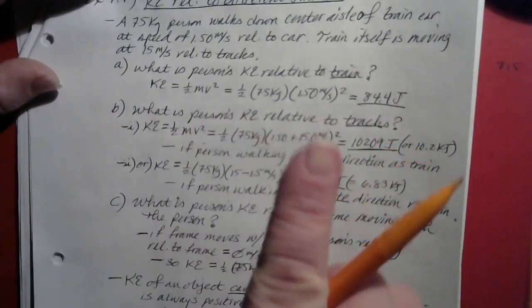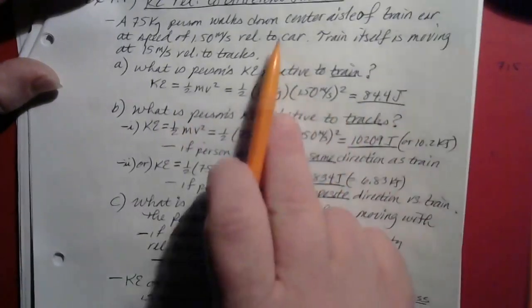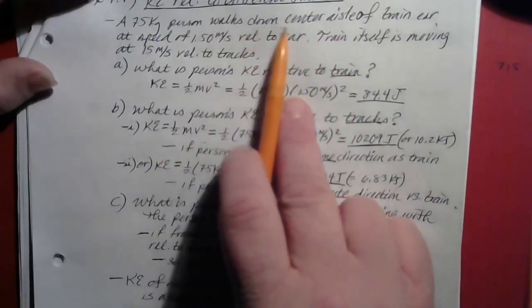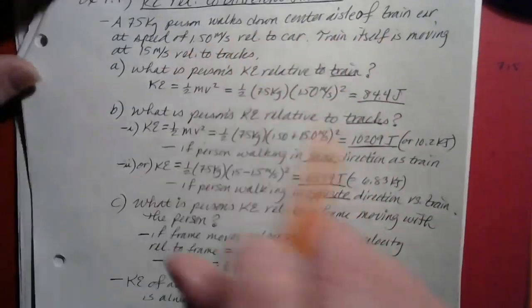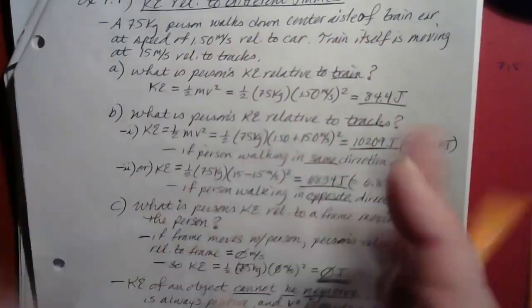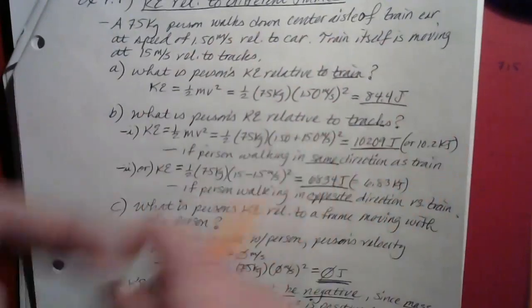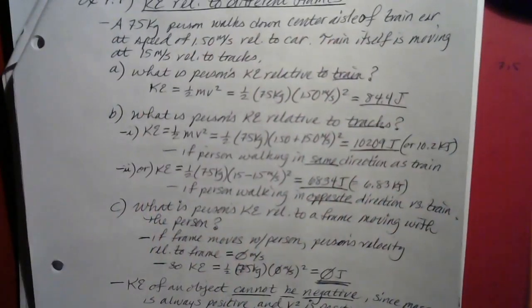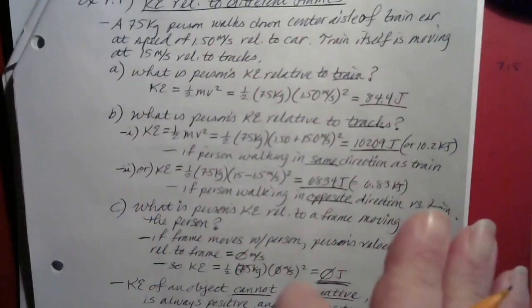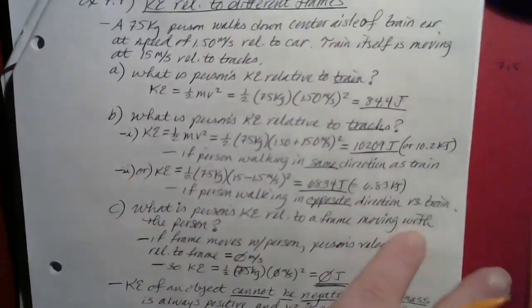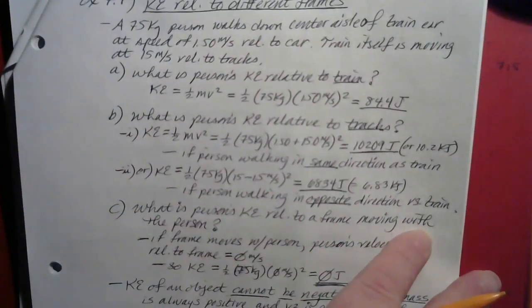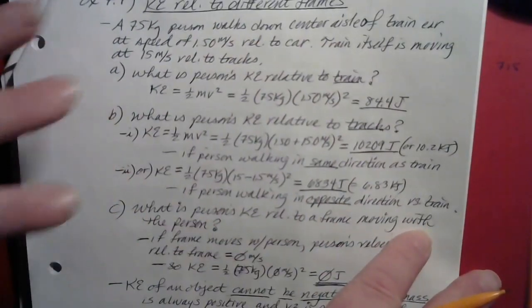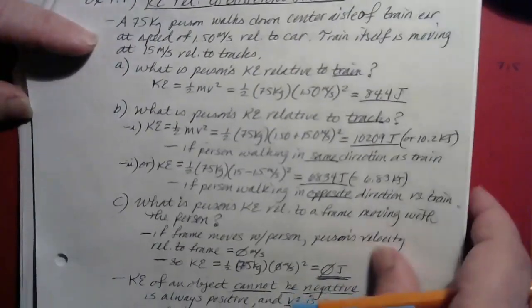Now, relative to the tracks, there are actually two possibilities here, because it says the person's walking down the center aisle of the train car, and there might be certain connotations to that, but it's not clearly stated whether walking down the aisle means toward the front of the train or toward the back of the train. Or in other words, we don't know whether the person is walking in the same direction as the train is moving, or in the opposite direction. So if that's not stated explicitly, that means there are actually two possibilities.